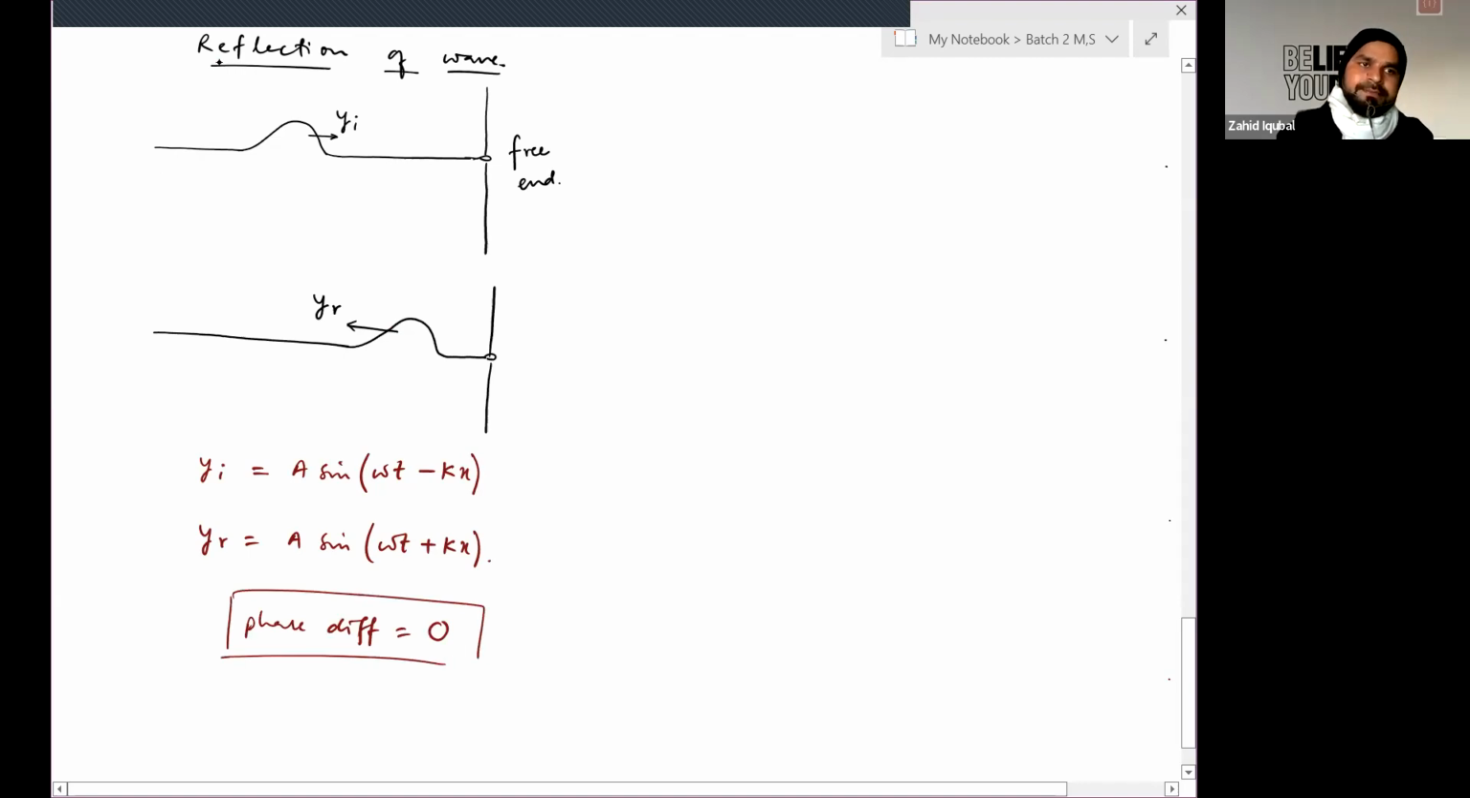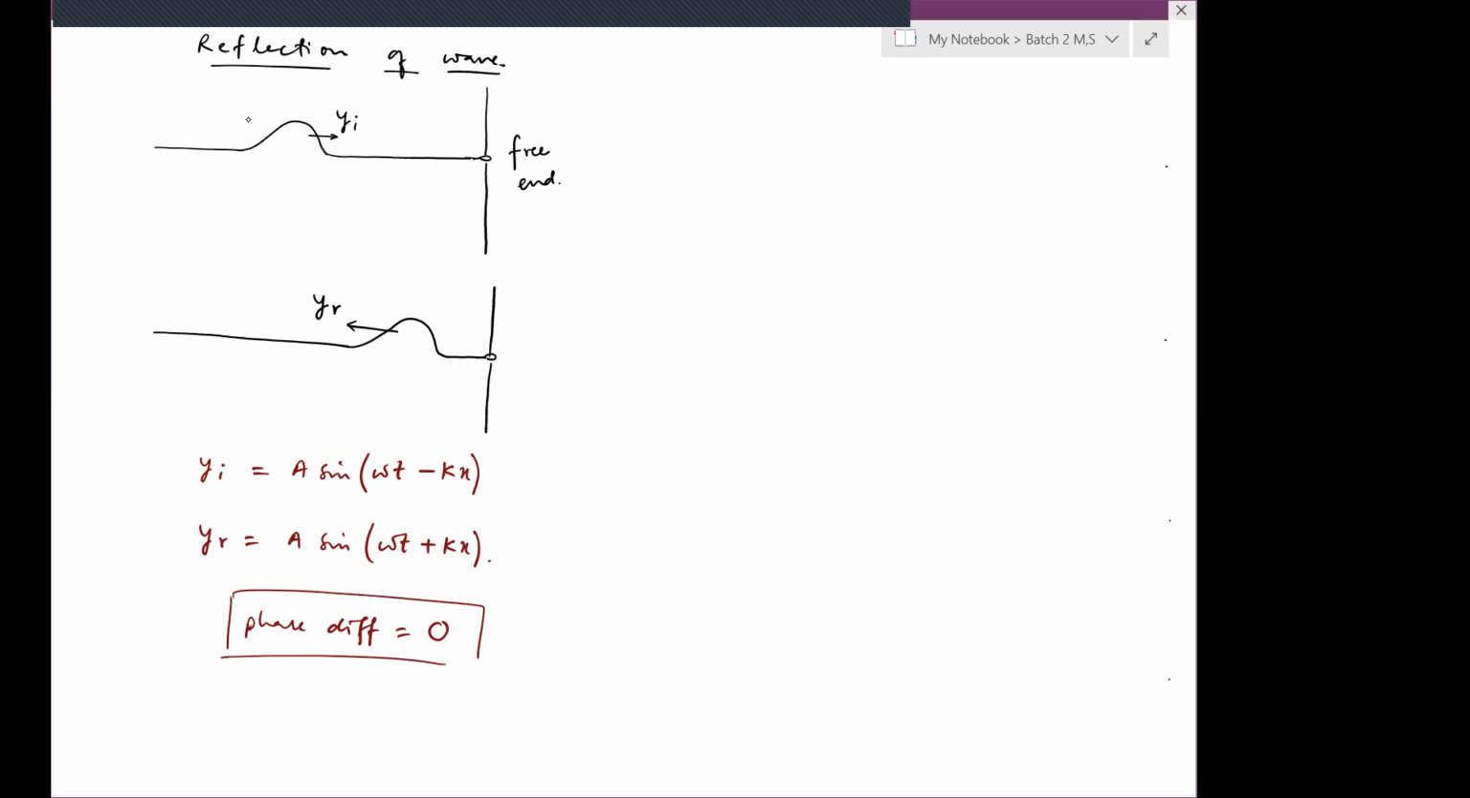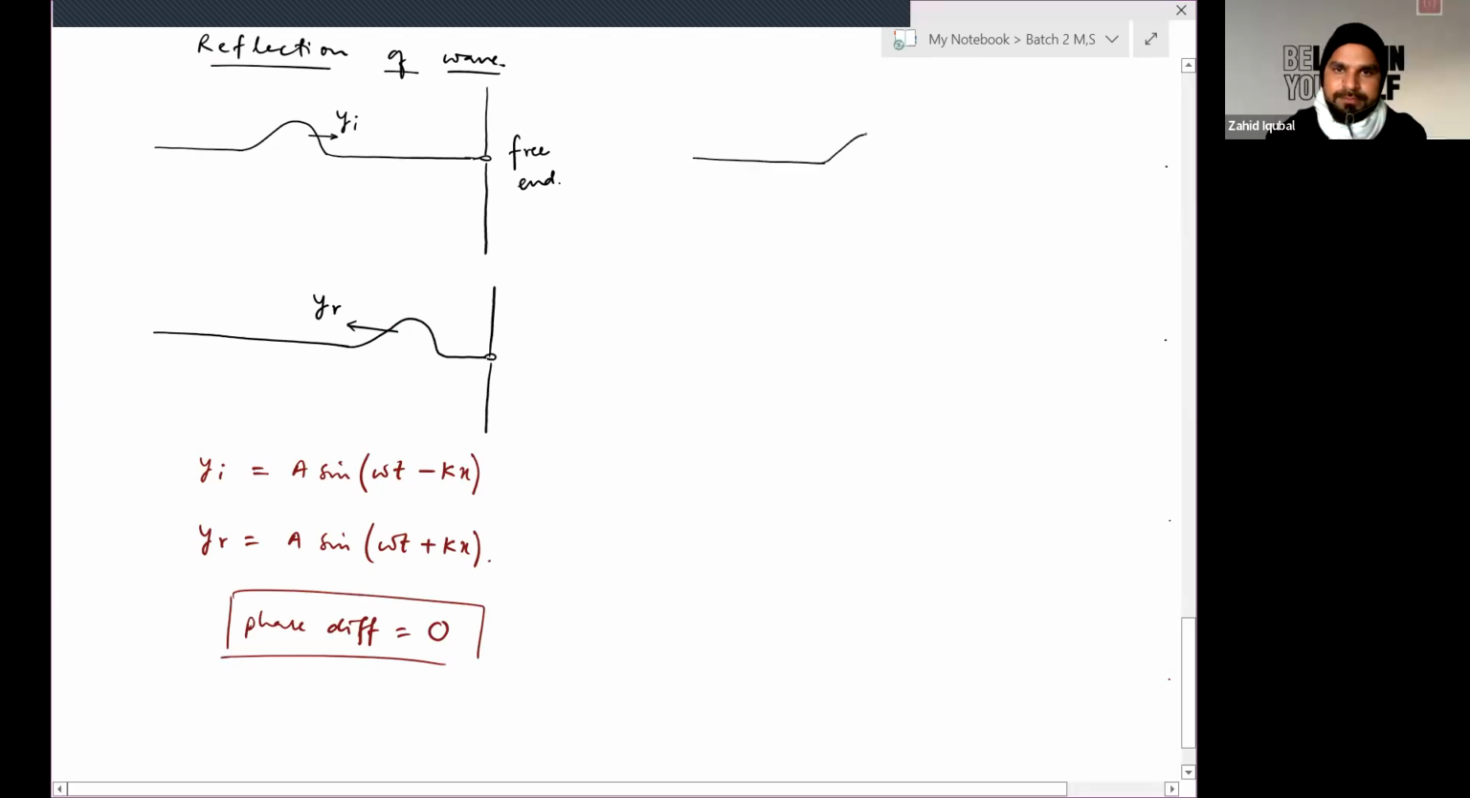Samaira, is it clear? Yes, sir. But in case of rigid support, suppose a pulse is projected towards a fixed end.